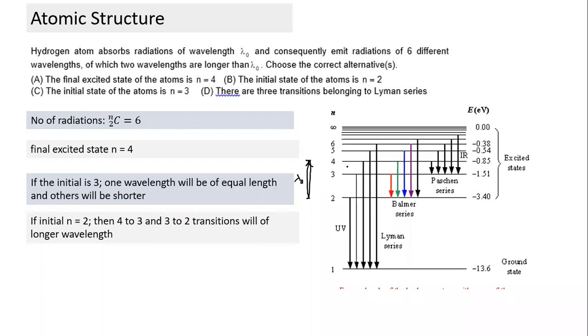When it comes back here, there are several transitions. This transition will have an energy gap lesser than this, so this transition will have a wavelength less than lambda naught. Even this transition will also have a wavelength less than lambda naught. Let me write it the other way. This will be greater than lambda naught, this will be greater than lambda naught. One will be equal, and the rest will all be greater than lambda naught.